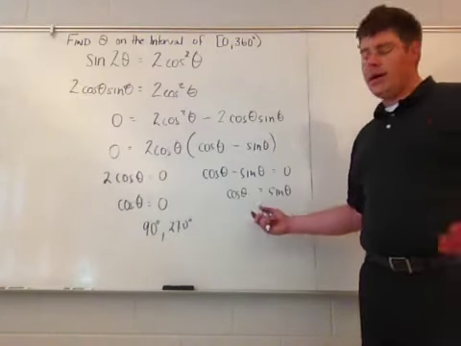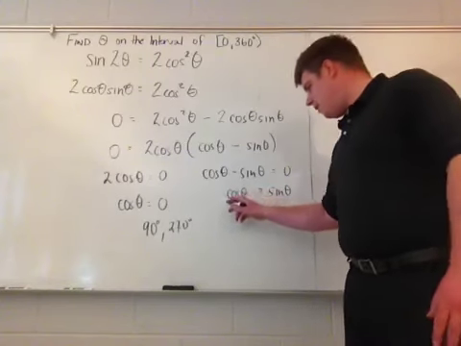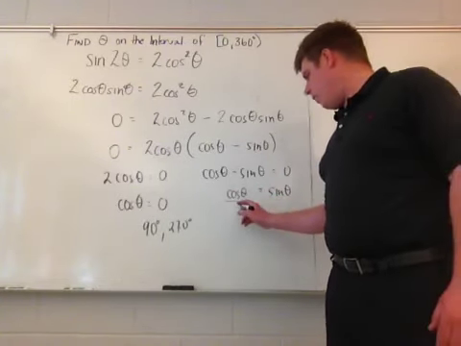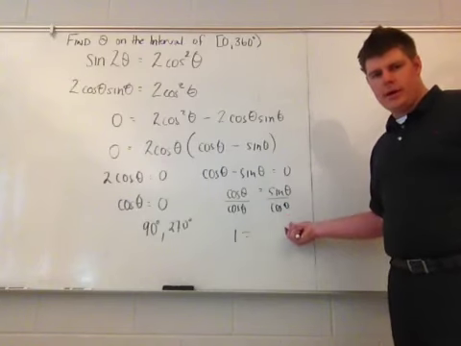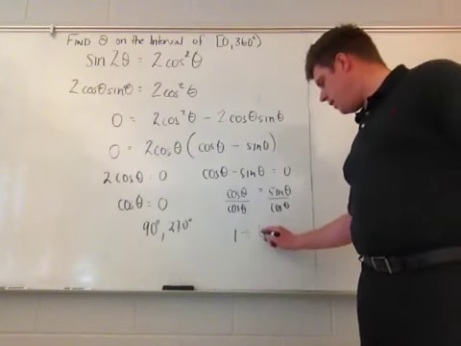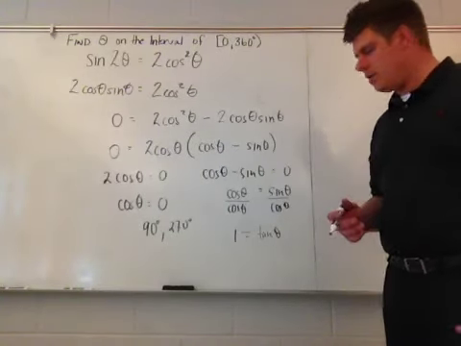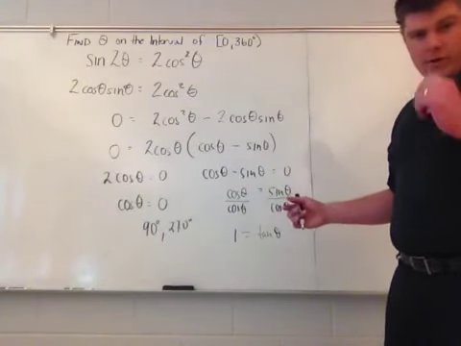So now I look at this function, and that makes 1. If I divide this by cosine theta, I'm left with 1 being equal to sine theta divided by cosine theta, which is tangent theta. So now I have tangent theta. What angles is tangent theta equivalent to positive 1? Tangent theta is equal to positive 1 when theta is 45 degrees.